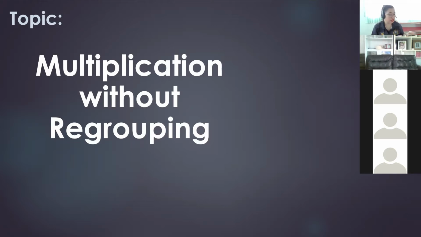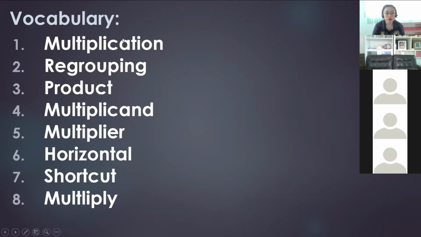This is on page 143 of your workbook. Page 143. We're going to start with our discussion for today about our topic, multiplication without regrouping. First, let's have our vocabularies for today.